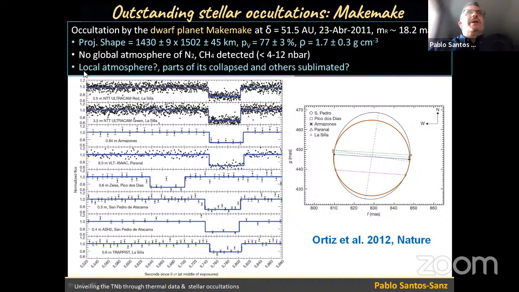Also, we probably detected in this occultation a local atmosphere. This means that parts of it are collapsed and others are sublimated in different parts of the body, depending probably on the temperature and probably on the color and albedo of different parts of the surface of Makemake.